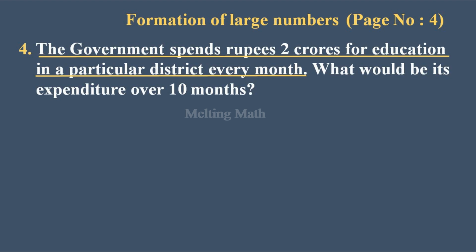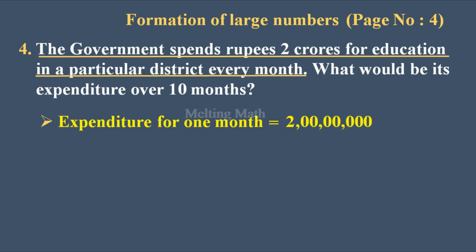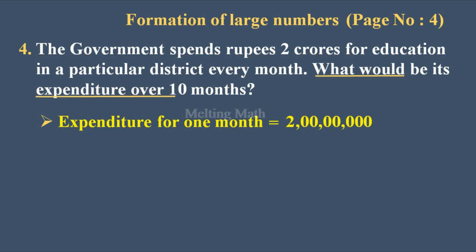So we have to write it as an answer. Just write: expenditure for 1 month is equal to 2 crore. How can you write 2 crore in numbers? As we already discussed, 2 crore means just write 2 first, then crore means there should be 7 digits of 0. So just write 7 digits of 0 with it. Now it becomes 2 crore. So from the first sentence we get the expenditure for 1 month is 2 crore. So next is another sentence. What would be its expenditure over 10 months?